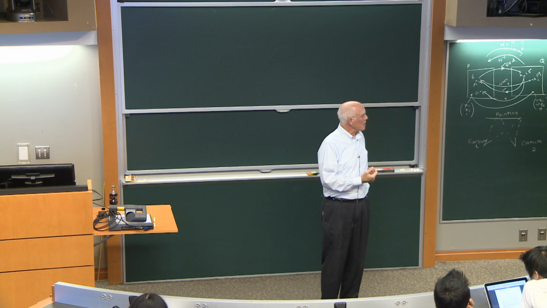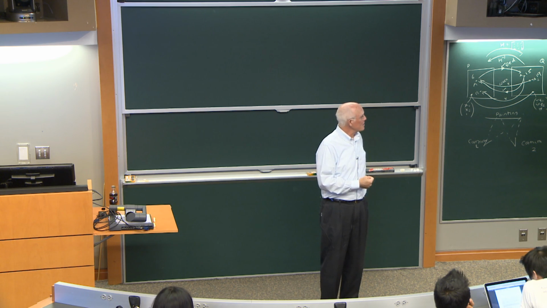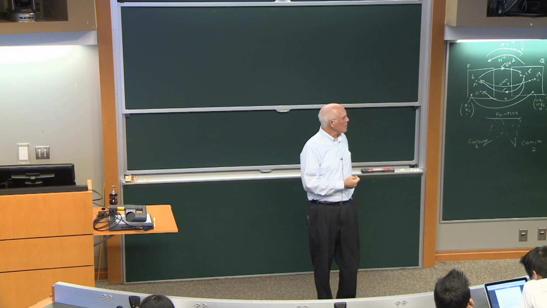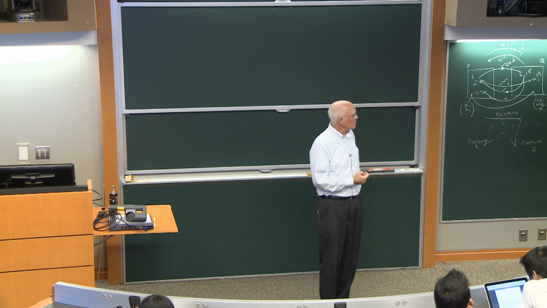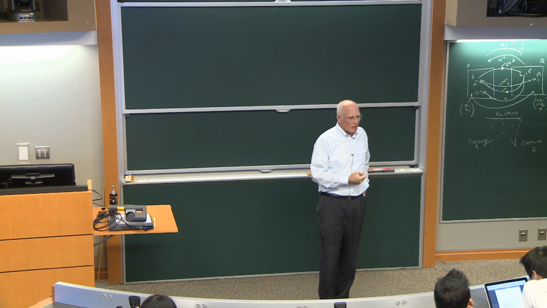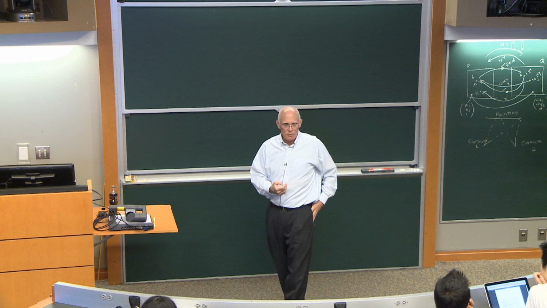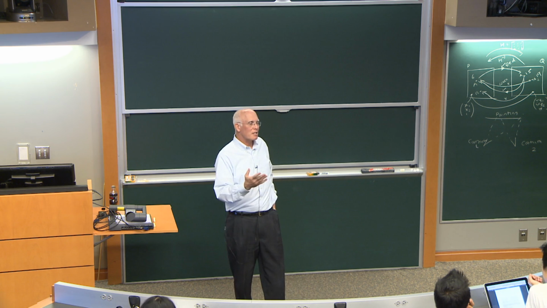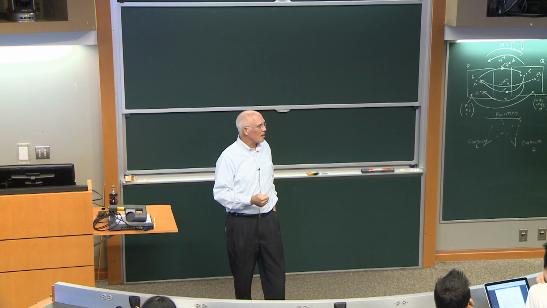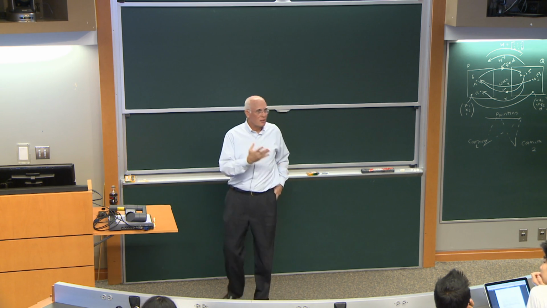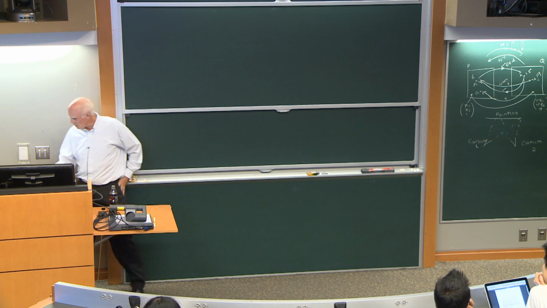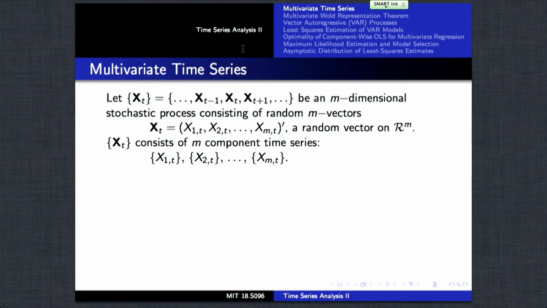There are optimality properties of ordinary least squares estimates component-wise, which we'll highlight in about half an hour, and go through the maximum likelihood estimation and model selection methods, which are just very straightforward extensions of the same concepts for univariate time series and univariate regressions. So let's introduce the notation for multivariate time series.